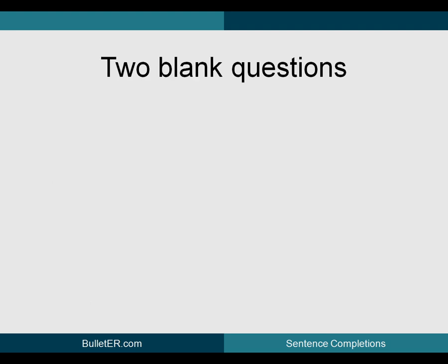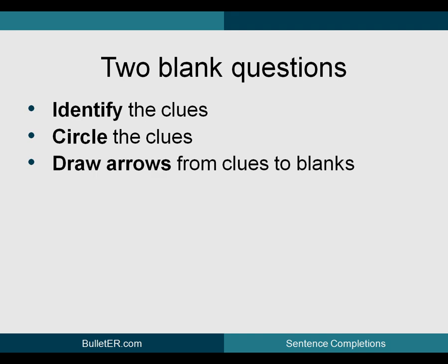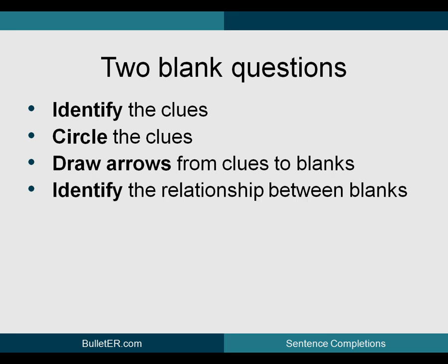Next up is the questions with 2 blanks. These are a little more complicated, but they can actually be easier at times since you're given more clues. So step by step, first you identify and circle the clues, just as you did for single blank questions. The next part is a little different. Draw arrows from the clues to the blanks they refer to. This will help keep your thinking clear and allow you to identify the relationship between the 2 blanks. Write this relationship down.